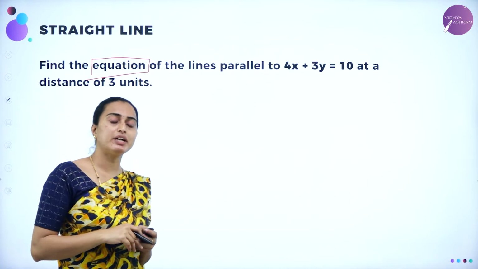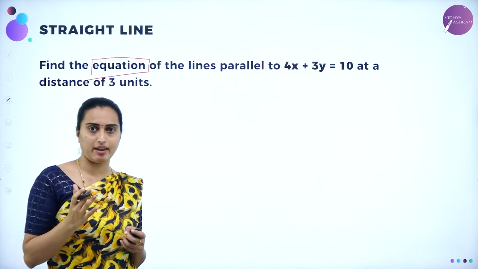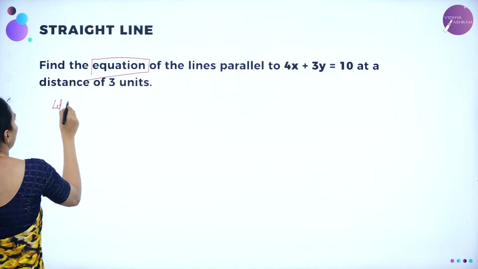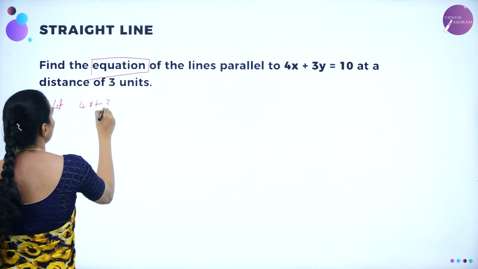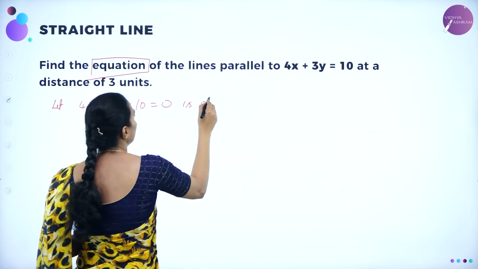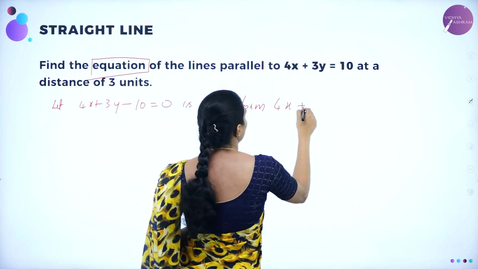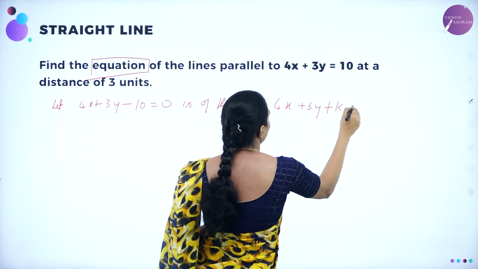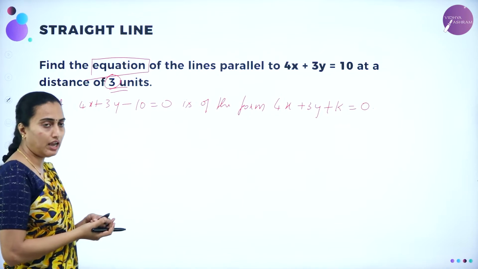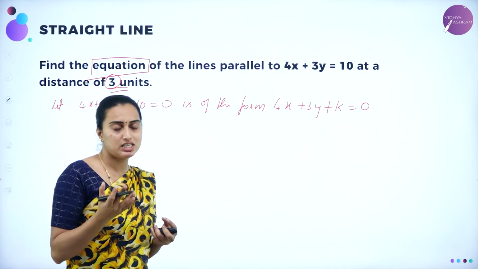You know the parallelism condition: you are not changing the coefficients of x and y, and you change the constant c as k. So here let me take 4x plus 3y minus 10, if you take it to one side, equal to 0. This one is of the form 4x plus 3y plus k equal to 0. This is the condition for parallelism. Now you have these two parallel lines. Parallel lines mean the coefficients of a and b will be the same.